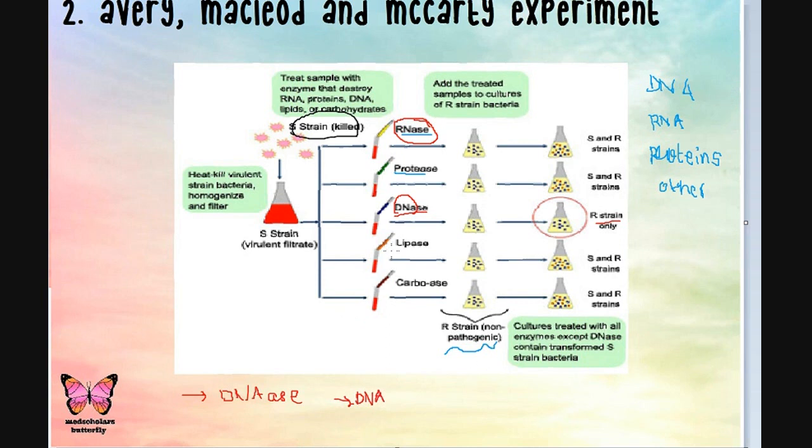When they treated it with lipase, again they got S and R strains. When treated with carbohydrase, again they got S and R strains. So this provided the result that the material which leads the strain to become pathogenic is something which is passed on, and that something is known as DNA.